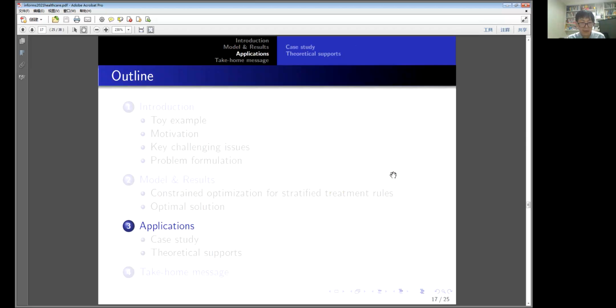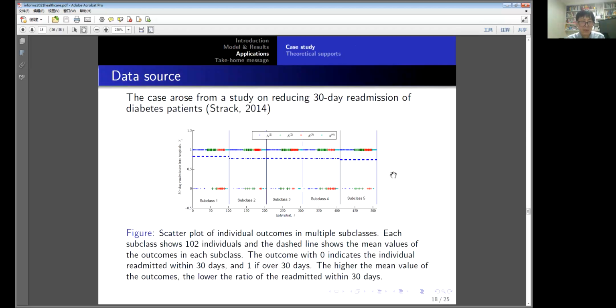Now let's go to an application. The case is from a study on reducing 30-day readmission of diabetes patients. This figure shows the scatter plot of individual outcomes in multiple subclasses. Each subclass shows 102 individuals, and the dashed line shows the mean values of the outcomes in each subclass. The outcome is 0 if the individual is readmitted within 30 days, and 1 if over 30 days. The higher the mean value of the outcomes, the lower the ratio of those readmitted within 30 days.